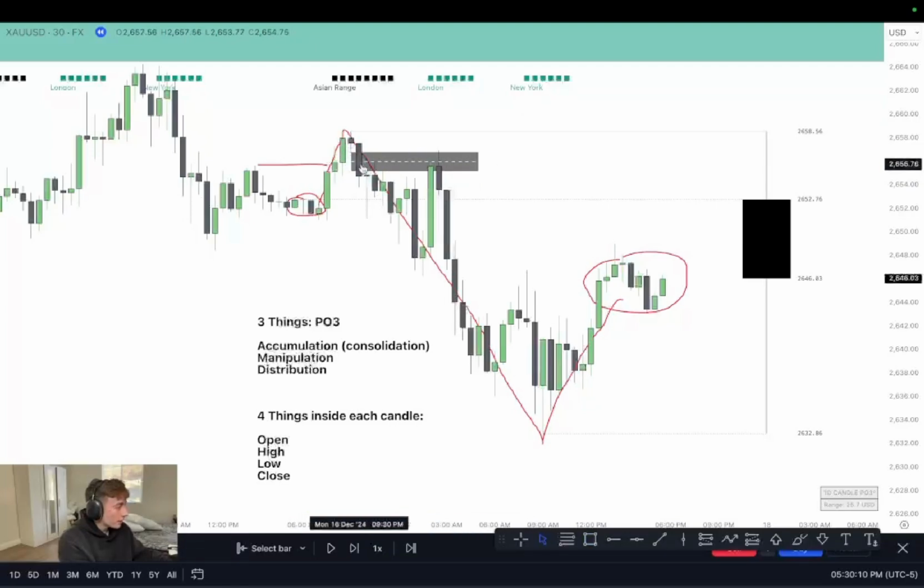But this right here is a fair value gap, right? From the bottom 1, 2, 3 candle range, from the bottom of the top one, top of the bottom one. That's a bearish fair value gap.